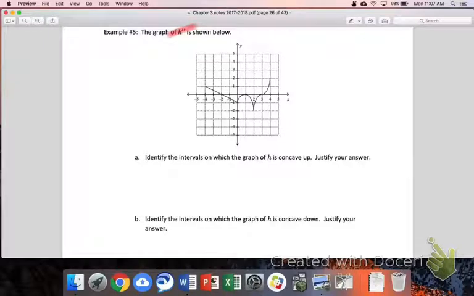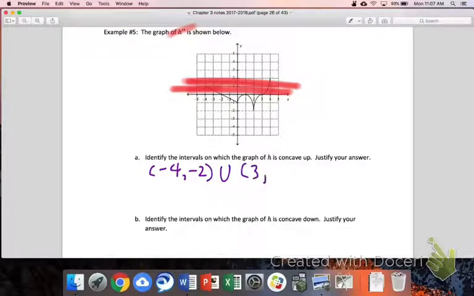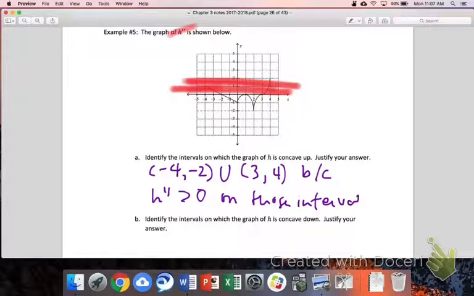So that's a graph of h double prime, and we're looking for where h double prime is positive. That'll come into play later. So it'd be anything that is above the x-axis. I would say from -4 to -2, along with 3 to 4. Your justification would be because h double prime is positive on those intervals. Does that make sense?